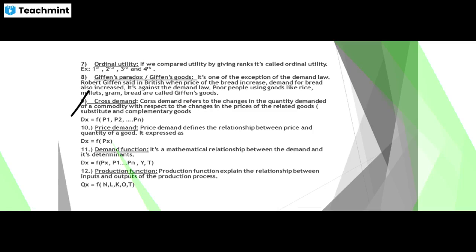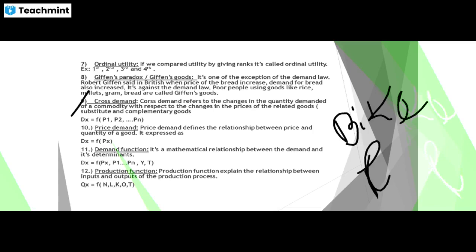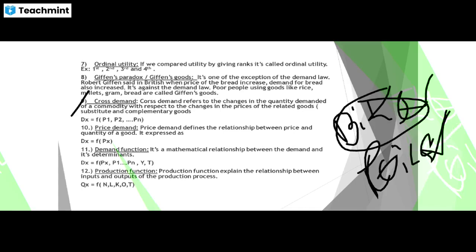For example, we'll take bike and petrol. Here both are complementary goods. So how will petrol prices influence bike demand? If petrol prices increase, how will the bike demand change? That will be explained by cross demand.